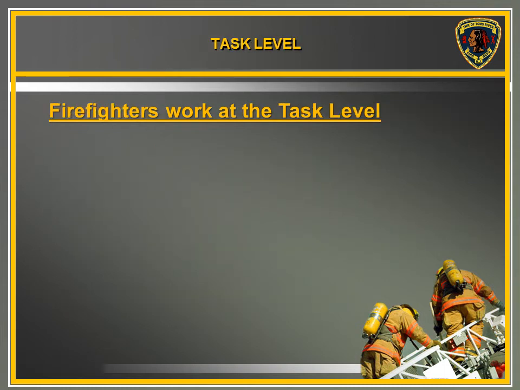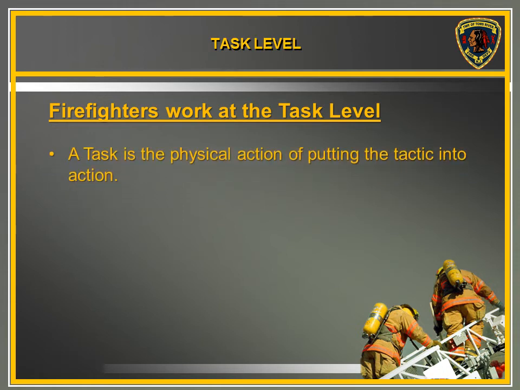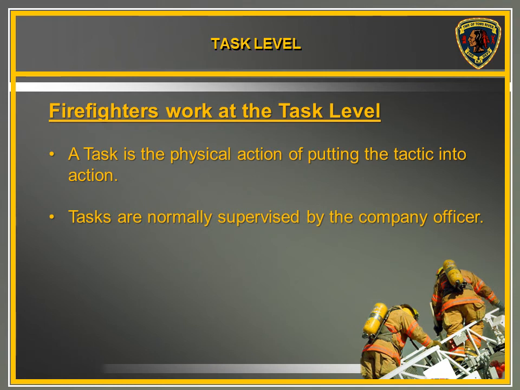Firefighters and fire companies work at the task level. The task is the physical action putting the tactic into place. So that engine company is going to be physically stretching the attack line to the fire floor. So that's a task. And tasks are normally supervised by the company officer. In our case, in a volunteer service, if there's no company officer, there should be a senior firefighter on the engine. He would be considered the acting company officer. So it would be his job to make sure that the tactic and the task is completed.